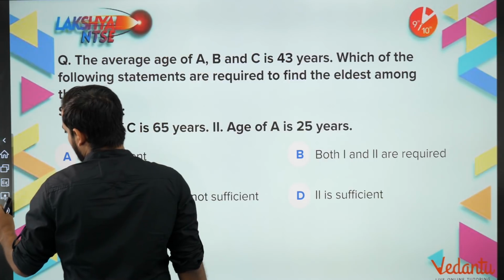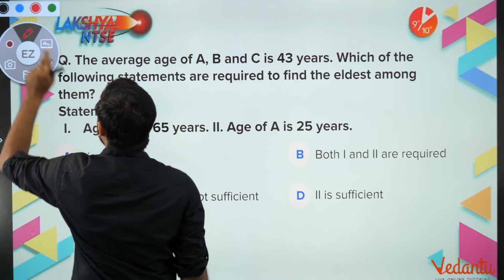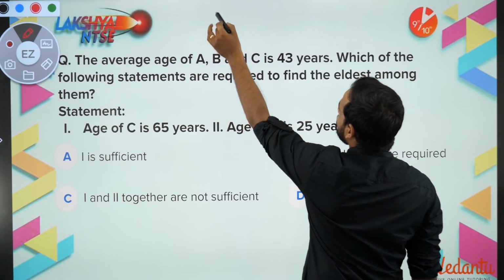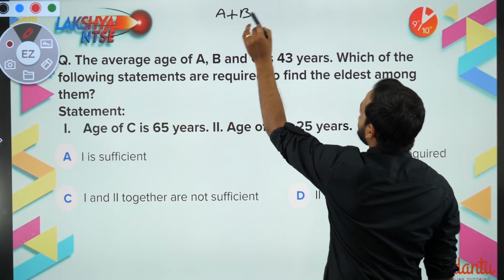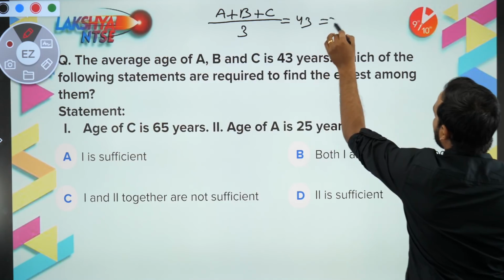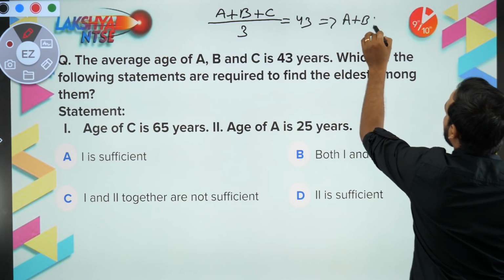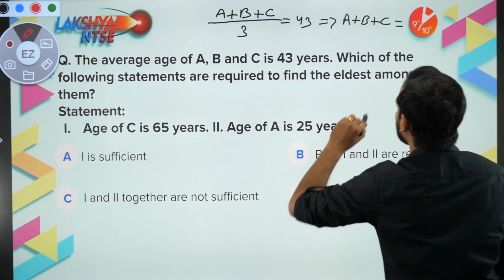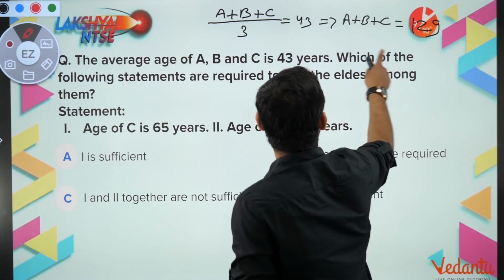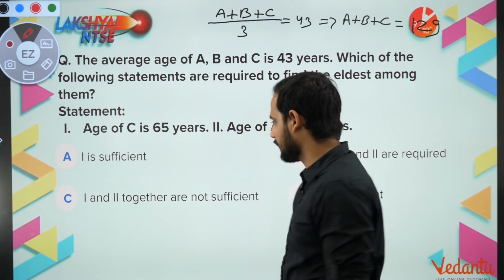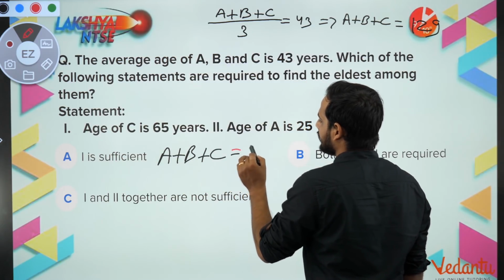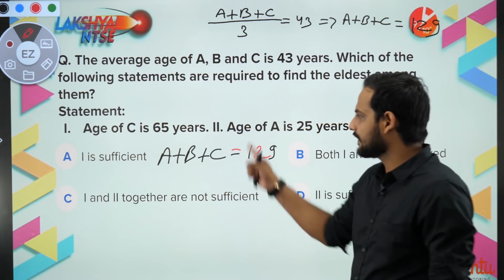They are saying that the average of A, B and C is 43 years. So that means the age of A plus age of B plus age of C divided by 3 is equal to 43. Correct? So from here I can say the sum of ages of A, B and C is 43 into 3, which is 129. So A plus B plus C is equal to 129. First thing we have got is the sum of A, B and C's ages is 129.